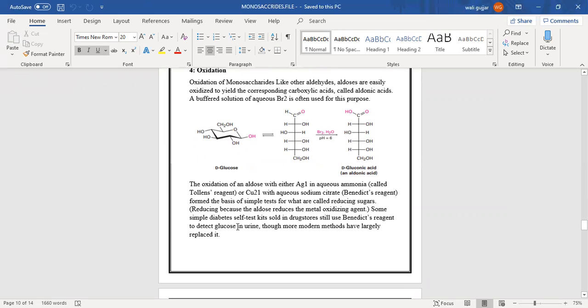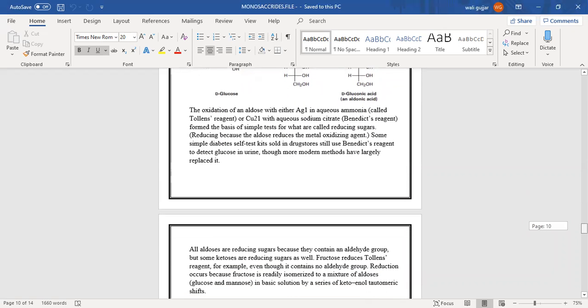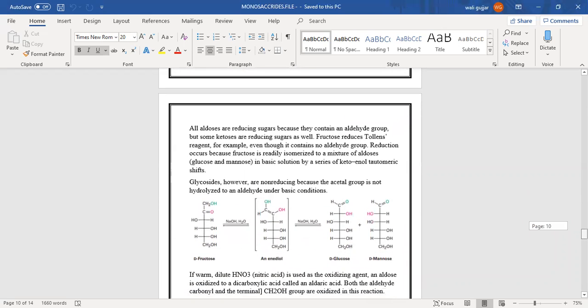Some simple diabetes self-test kits sold in drugstores still use Benedict's reagent to detect glucose in urine, though more modern methods have largely replaced it. It is one of the applications.